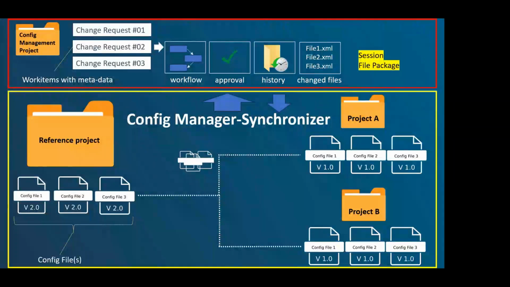Now what you see at the top in the red frame is the project management functionality. So it is optional. You can use the ConfigManager project to manage your change requests and also to manage your update sessions. And these work items have a workflow, they have an approval process, review and approval. They will have history and they will stay forever in Polarion for historical documentation. And you will get a list of files and also a list of differences. So it's a nice way to automatically document everything that happens when you update your projects.